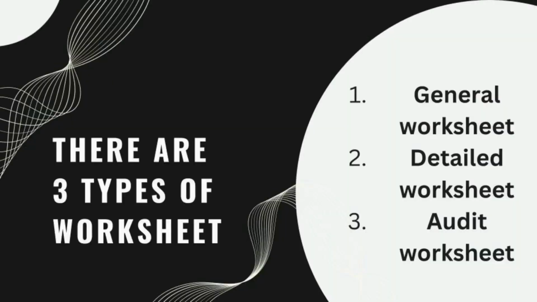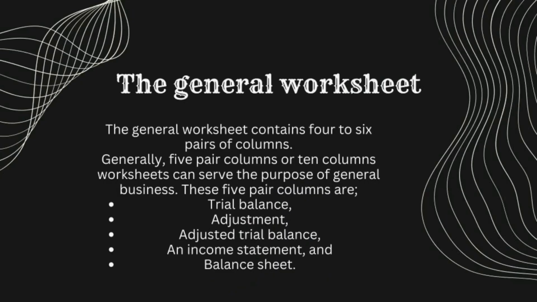There are three types of worksheets. First, we have the general worksheet. The general worksheet contains 4 to 6 pairs of columns. Generally, 5 pair columns or 10 columns worksheets can serve the purpose of general business. These 5 pair columns are trial balance, adjustment, adjusted trial balance and income statement, and lastly, the balance sheet.